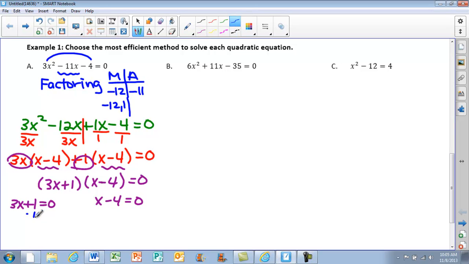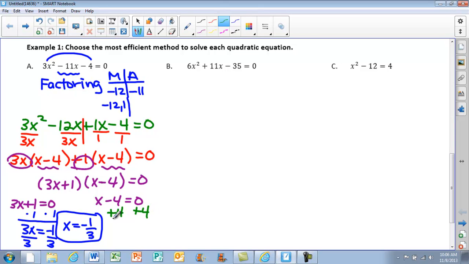and now we just go through and solve. I have to subtract 1 from both sides here. So I get 3x equals negative 1. Divide both sides by 3. So my first solution is going to be x equals negative 1/3. Remember, we also have to find our second solution too. Here, all I have to do is add 4 to both sides. And when I do that, my second solution is x equals 4.